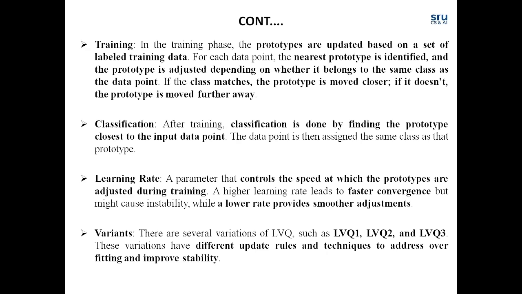After training, the classification takes place by finding the prototype which is closest to the input data point. The data point is then assigned the same class as that prototype. Learning rate: the parameter that controls the speed at which prototypes are adjusted during training. So you can say that the learning rate controls the step size. A higher learning rate means faster convergence, but it leads to instability. But a lower learning rate provides smooth adjustment.